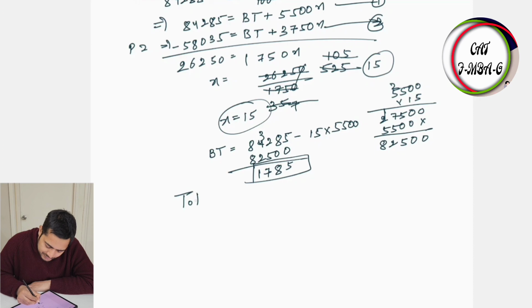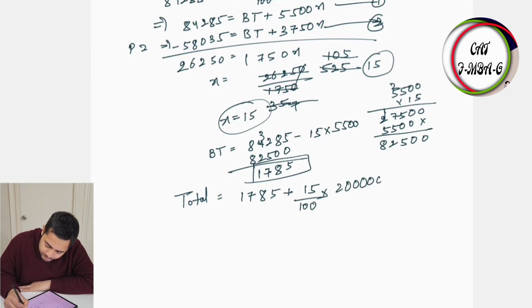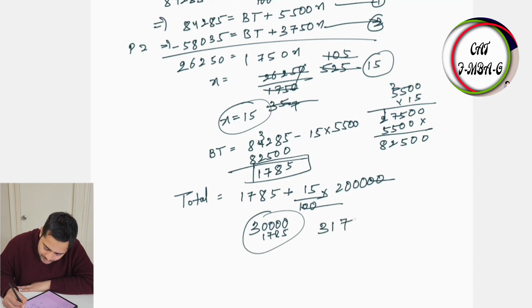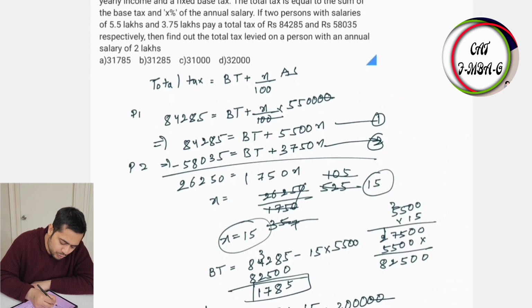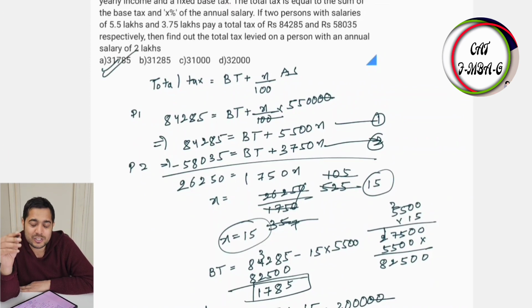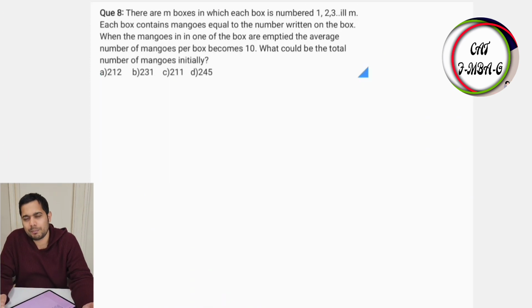So total tax is equal to base tax plus x by 100, so 15 by 100 into 2 lakhs is equal to 30,000 plus 1785. So 31785 should be your right answer. Let's check the options if it is given. Yeah, 31785. So option number A is the right answer. Okay, so let's move ahead to the next question. So question number 8.